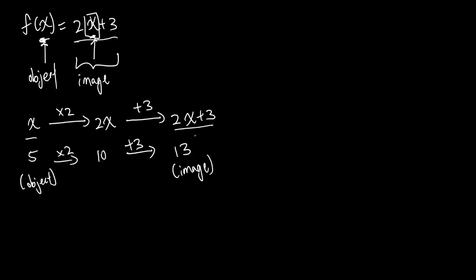So an inverse function is actually like a machine that helps you transform your image back to the object. In other words, if I put this 13 into this inverse function, it will change this 13 back into 5. To achieve this, we will have to inverse all the effects that have been done to this 5 to make it into 13.